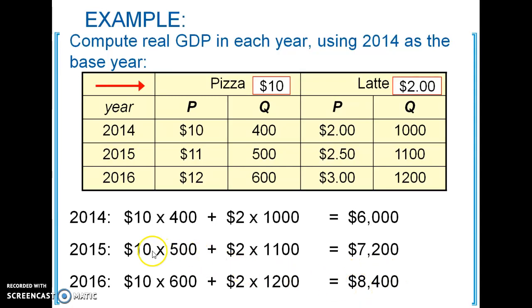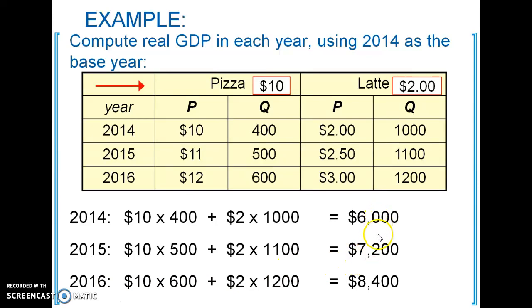Now look at this. Now it's apples to apples. Why? Because every single year is using the same dollar terms. 2014's real GDP uses the base year dollars. 2015's GDP uses the base year dollars. 2016's GDP uses the base year dollars. Every single year here is using 2014 dollars. So now it's apples to apples, and you can draw a meaningful conclusion.